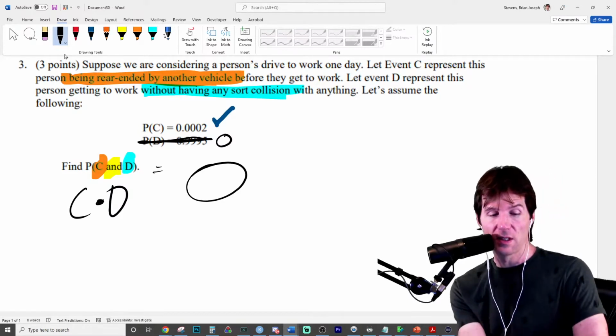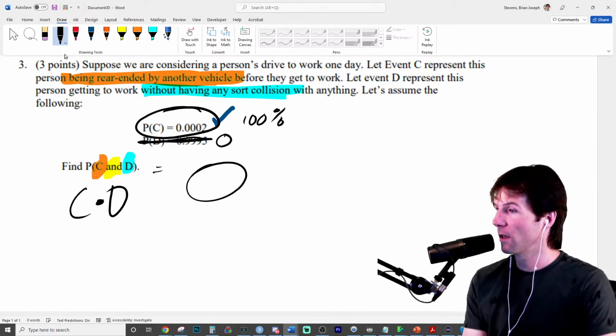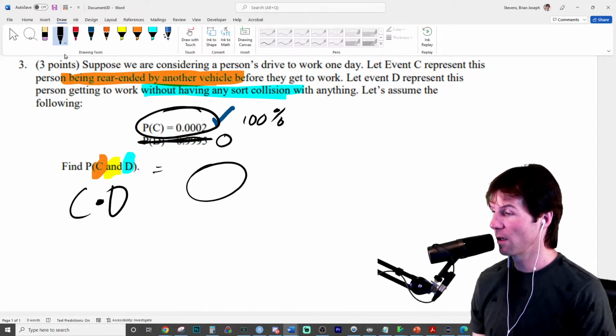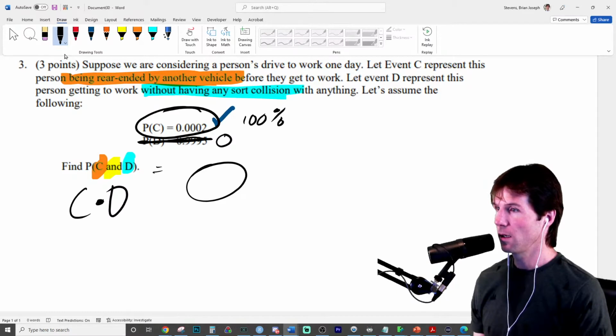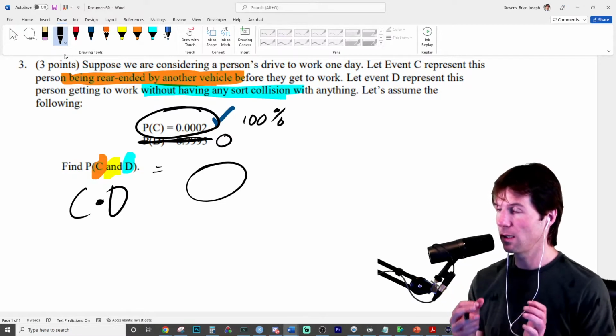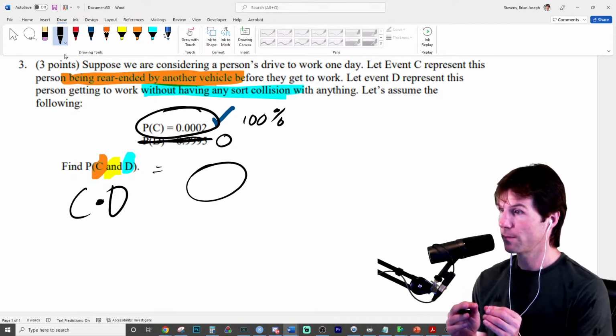Or you could say, since this did occur, if you know it did occur, it has to have a probability of 100%. Technically, it did occur. But we're still saying that randomly occurred. Like randomly you got into an accident. So it's a confusing thing. These two events are very, very what? Getting to work without getting in an accident, getting to work having gotten into an accident are very what of each other.